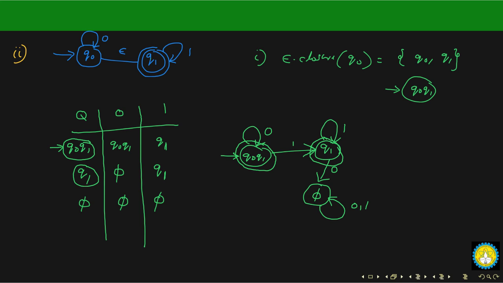Okay, so again, you can verify this from Q0 Q1. Q0 Q1 is starting state, and from Q0 Q1, transition on 0 is defined. Look at here, transition on 0 is defined. And from Q0 Q1, transition on 1 is defined. From Q1, transition on 1 is defined. Transition on 0 is also defined to here. And in the dead state, transition on 0 and 1 goes to itself.